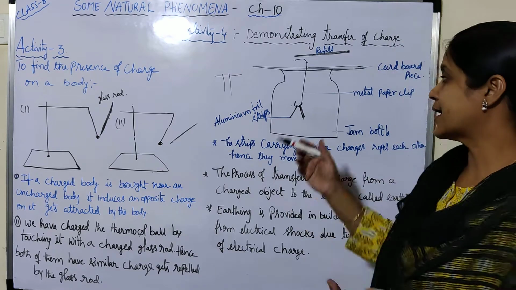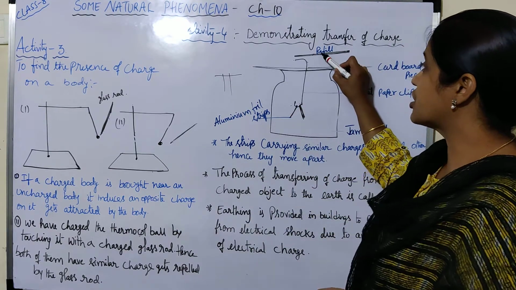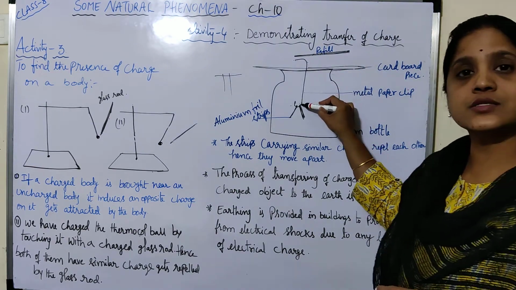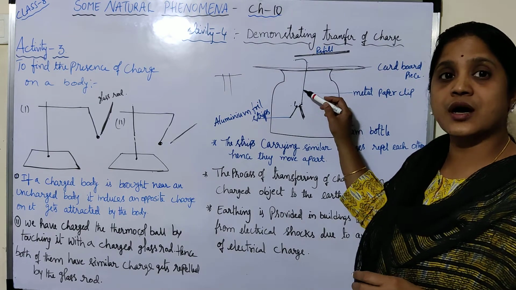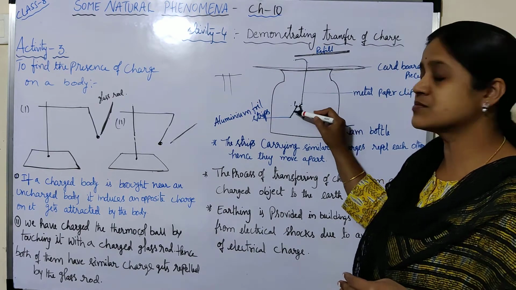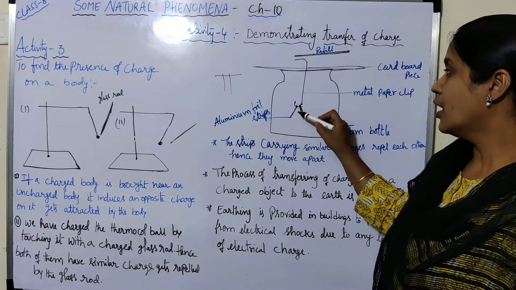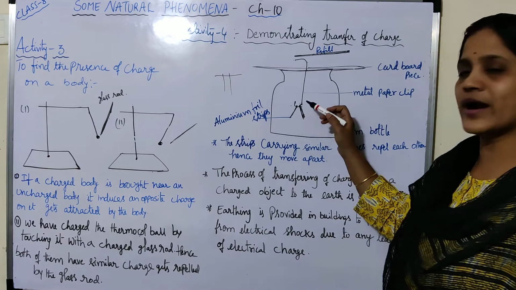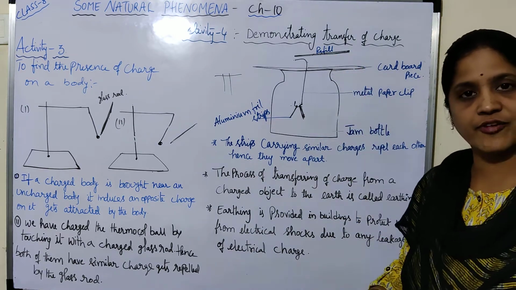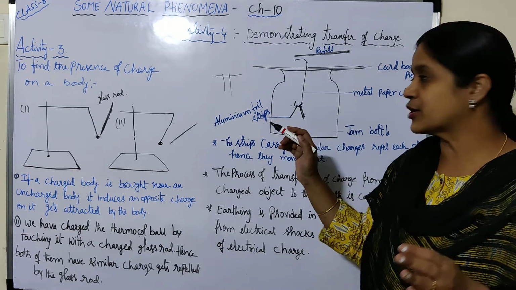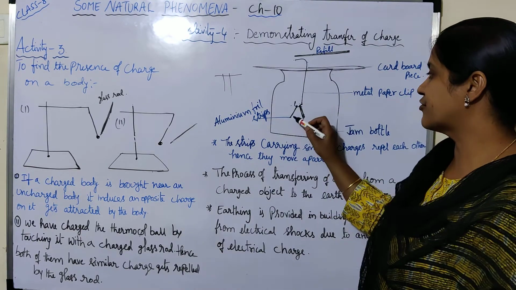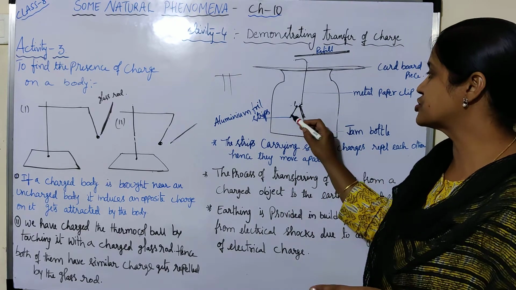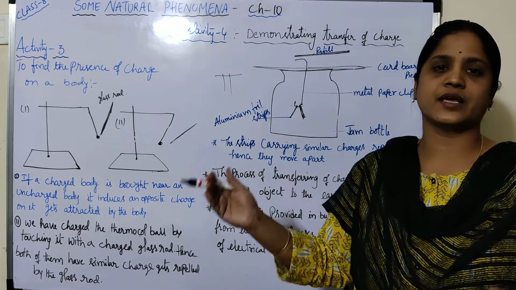How does it happen? Because the charge from the refill passes through this metal conductor, through this metal clip, and is transferred to these aluminum strips. These two are made of the same metal, so they acquire the same charge as the refill. Because of the same charges, you can see repulsion, and due to that repulsion these two move away from each other.